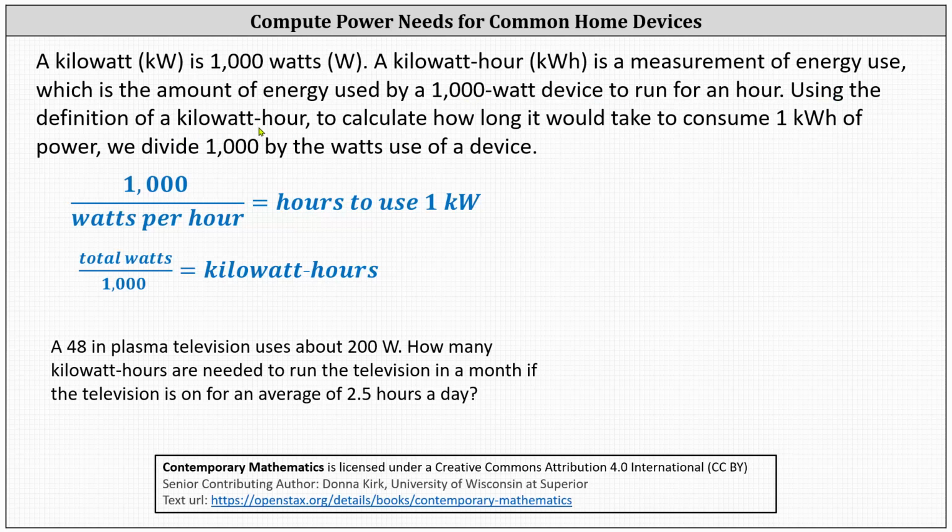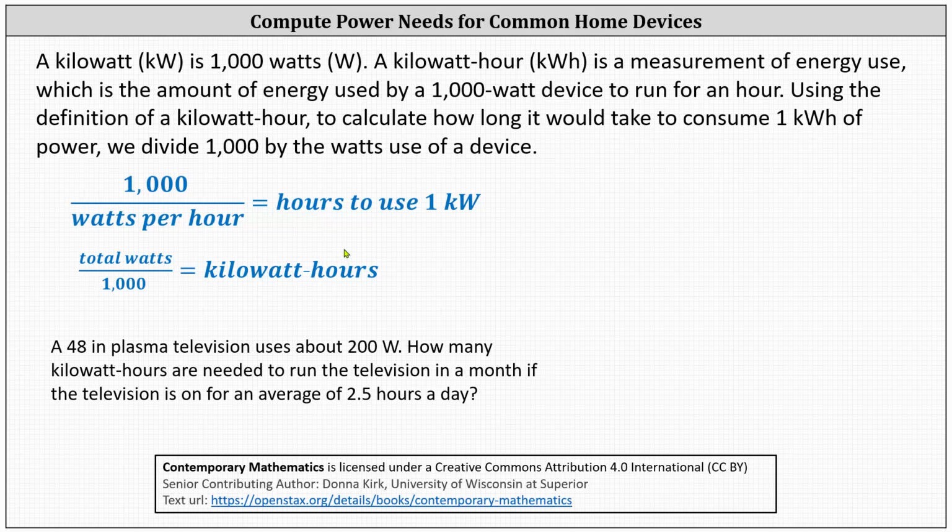Using the definition of a kilowatt hour, to calculate how long it would take to consume 1 kilowatt hour of power, we divide 1,000 by the watts use of a device. The watts use of a device is the number of watts a device uses per hour. Another useful formula is if we determine the total number of watts used and divide by 1,000, we get the number of kilowatt hours used.